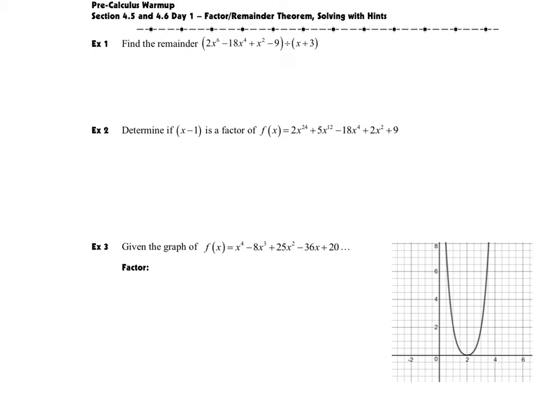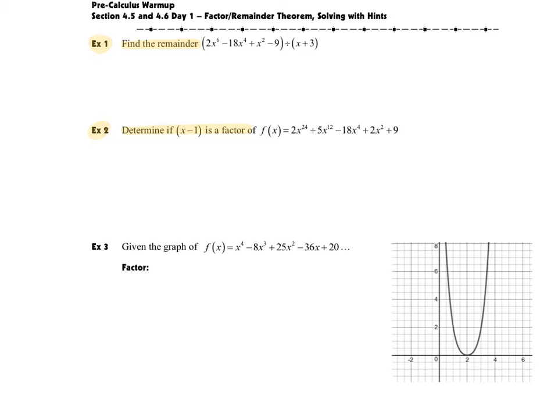Okay, so jumping into examples 1 and 2, they are actually closely related to each other. So we're going to be looking at these two first. And in the first one, it wants us to find the remainder. And in the second one, it asks us to determine if something is a factor. We can use one of two techniques for both of these. We can either choose to do synthetic division, or we can actually just evaluate. We're going to use a different technique on each one because they look a little bit differently and it's a little more convenient on one versus the other.